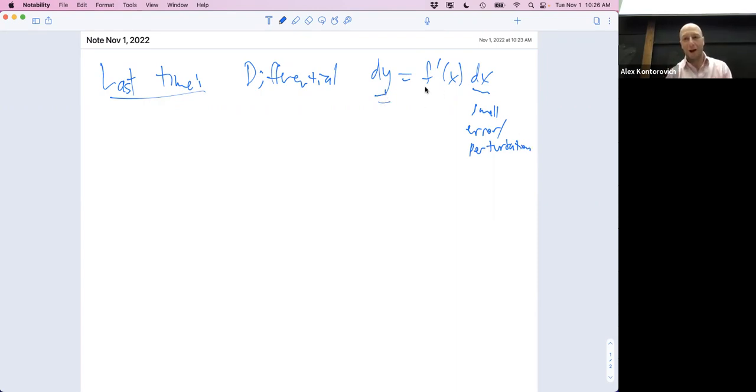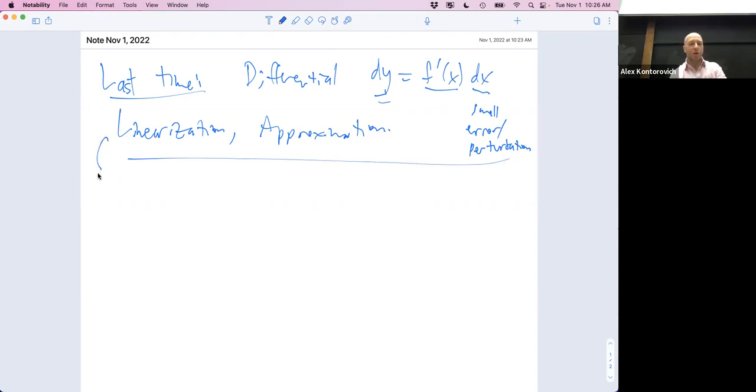The difference in scale from a change in x to a change in y, if y depends on x, is the derivative. Okay, and we use this for things like linearization, linearized approximations and approximation.